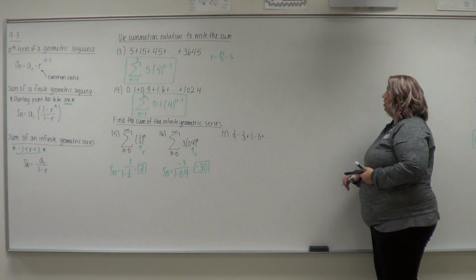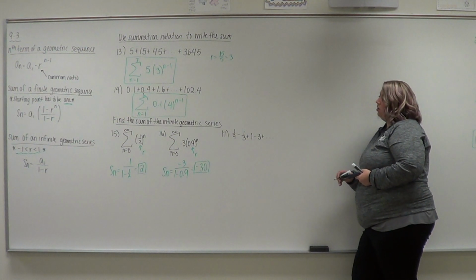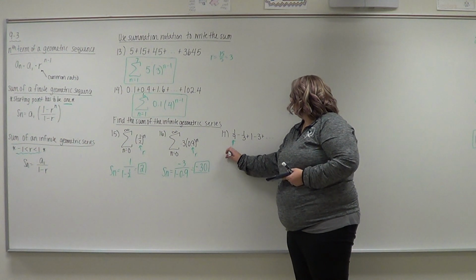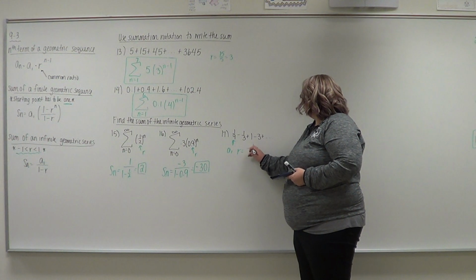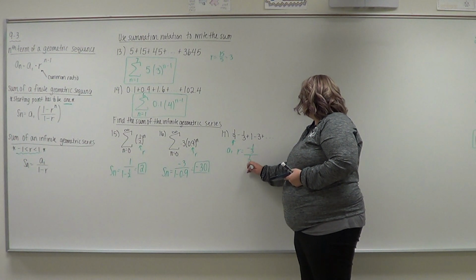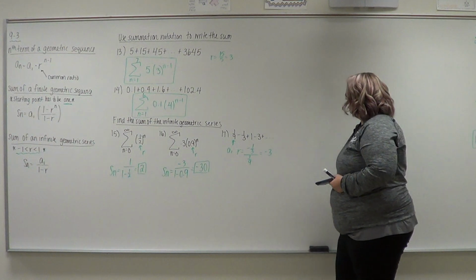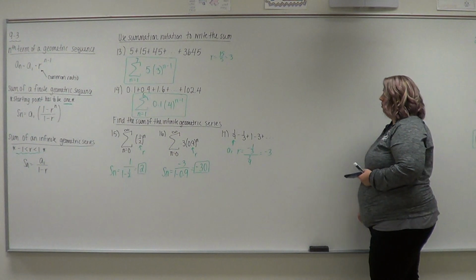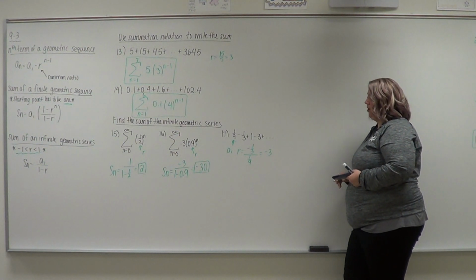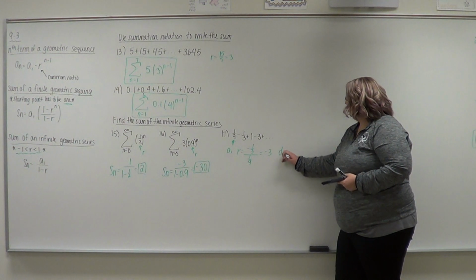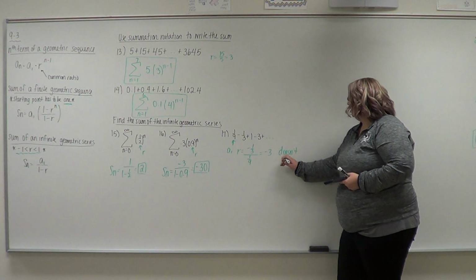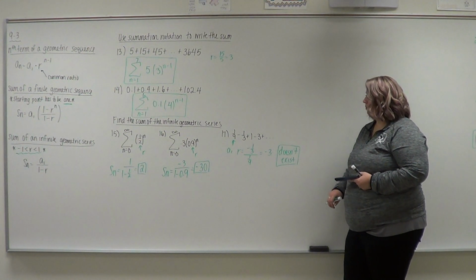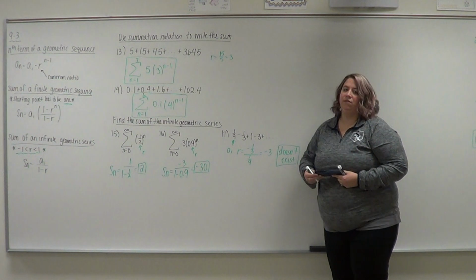Okay, last one. It's written a little differently. So this is my A1. And then to find R, I take the second term divided by the first term. So R is -3. Okay, well, I have a problem. R is not between -1 and 1. So for this one, the infinite sum doesn't exist. And that's your answer. Okay, this will get you through the rest of the whole thing on 9-3.